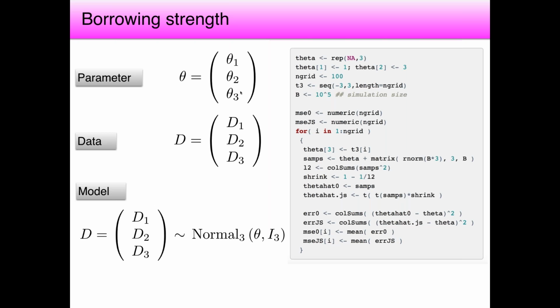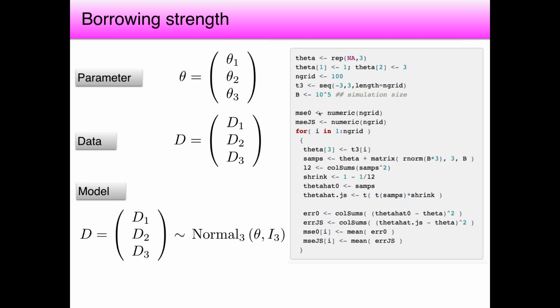The little code chunk on the right is actually trying to simulate that. It simulates this for various thetas. In this little code, I want to fix theta 1, fix theta 2, and I'm going to run on a grid of theta 3 to show a picture. I simulate up some data.